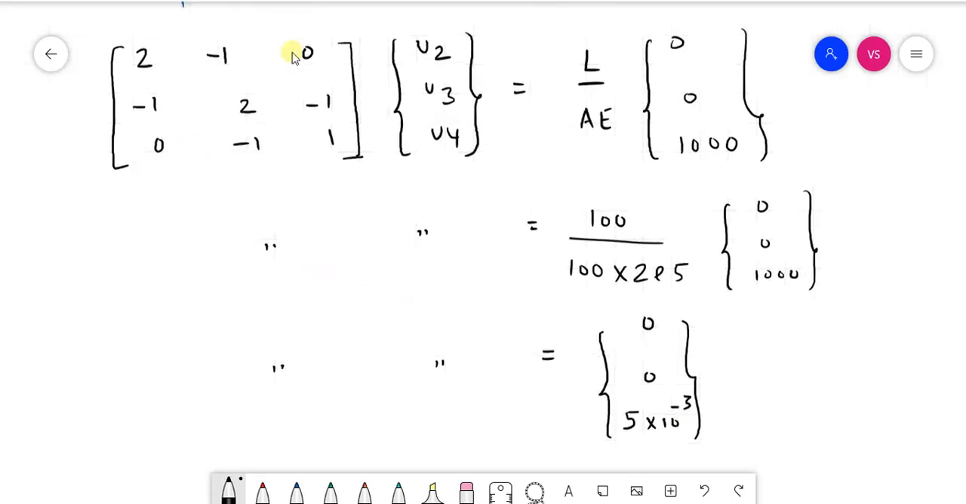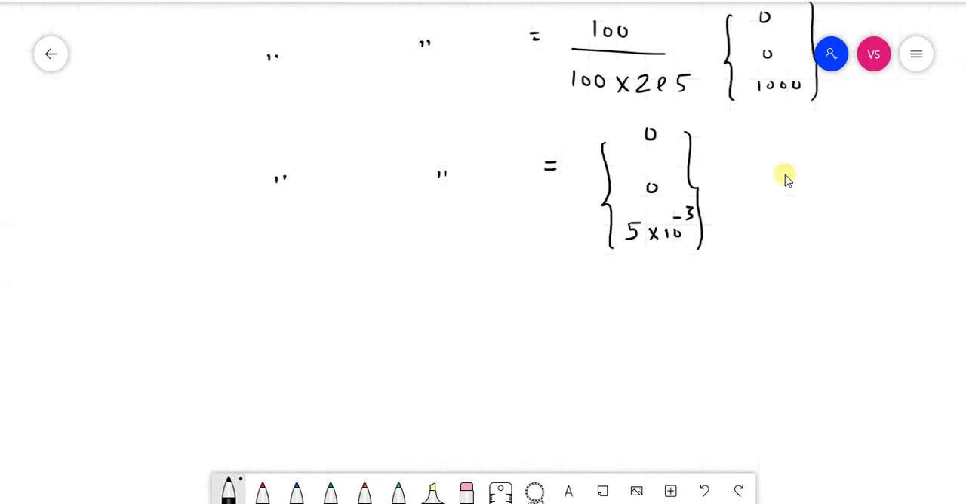This is a 3 by 3 matrix. This is a 3 by 1 vector, and here also we have a 3 by 1 vector. Now we have to solve this equation. By simple matrix multiplication, we have 2u2 minus u3 equals 0. This is the first equation. That is 2u2 minus u3 equals 0.